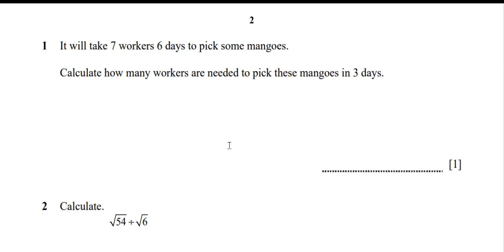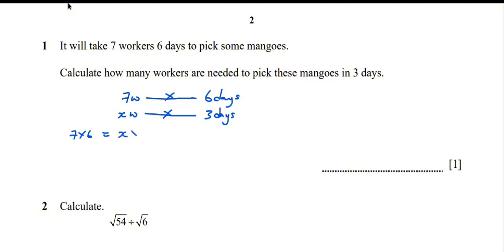There are different ways of solving it, but I use means of comparison to solve. So what I'm going to do is have 7 workers equivalent to 6 days. Then how many workers? We now call X workers to be equivalent to 3 days. So I'm going to multiply this and multiply this. That will give me 7 times 6 to be equivalent to X times 3.